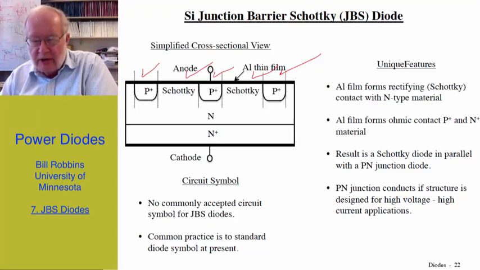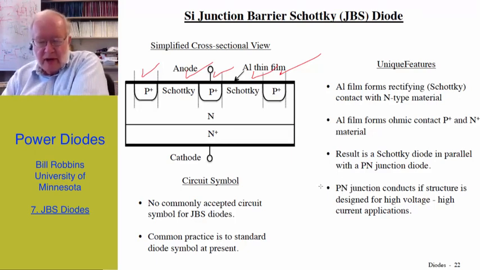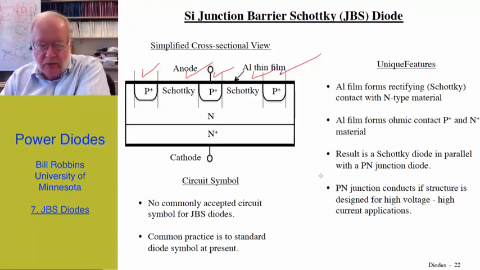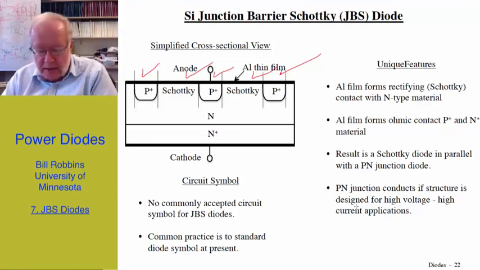The unique features are the aluminum film, which shorts both the P region and the N-type Schottky region, putting them in parallel. The aluminum film forms the Schottky contact at the N plus material, and it forms an ohmic contact with the P plus and the N plus material. The result, as I've already indicated, is a Schottky diode in parallel with a PN junction diode. The PN junction diode conducts if the structure is designed for high voltage, high current applications, but in low voltage applications the PN junction does not conduct, and we'll talk more about this in a moment.